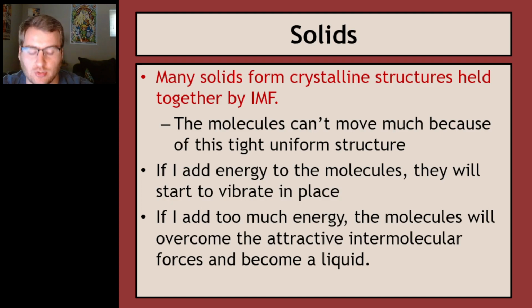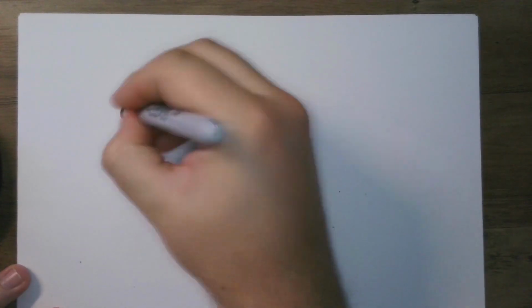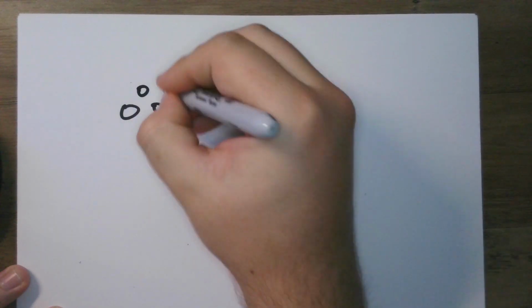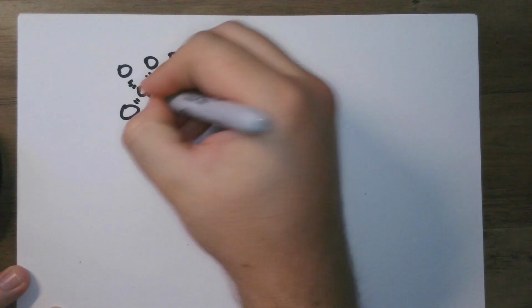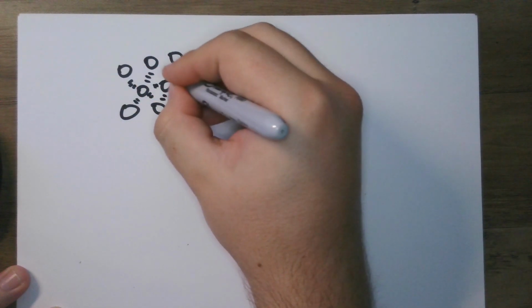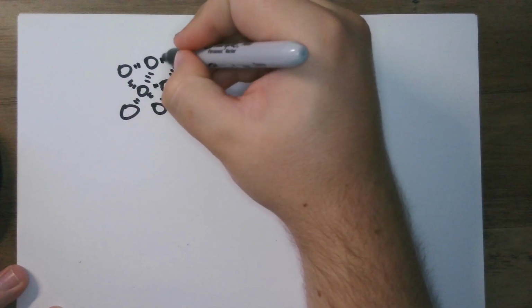If you add enough energy to a solid, though, those molecules start to vibrate. That energy can't just disappear, so they start to vibrate around. And if you add way too much energy, if you keep adding more and more energy, the molecules will overcome the attractive forces holding them in place, and they will turn into a liquid. So if you think about ice molecules, you have H2Os. In ice, these molecules are not allowed to move. So all these little dashed lines are the attractive forces holding these things in place.